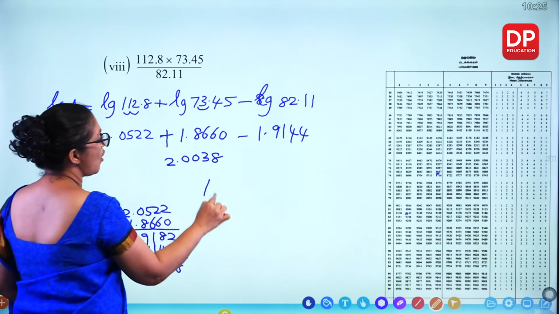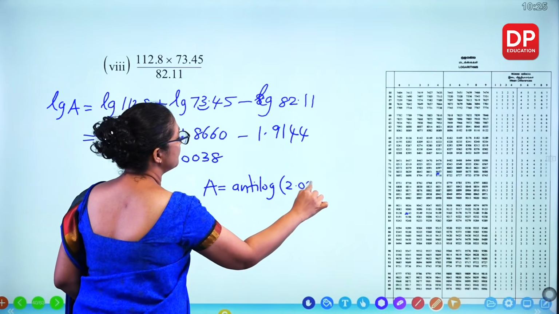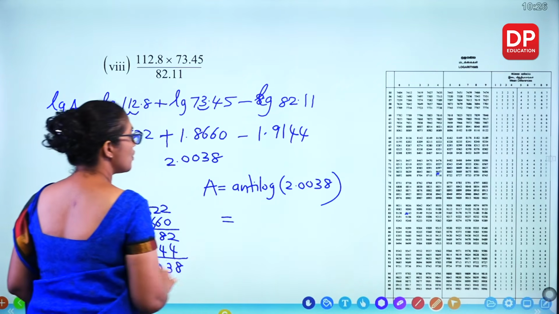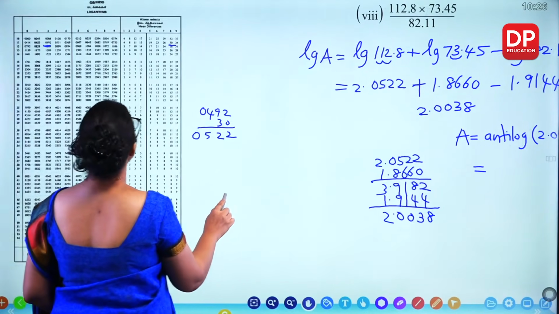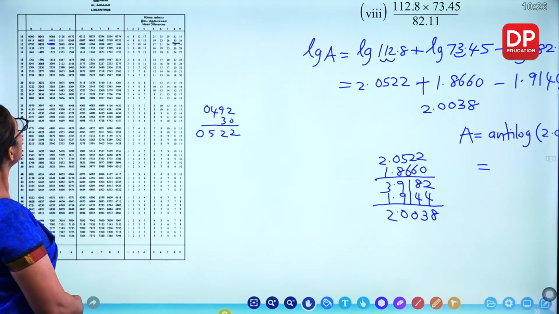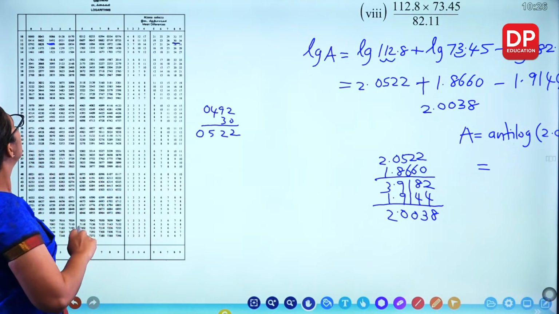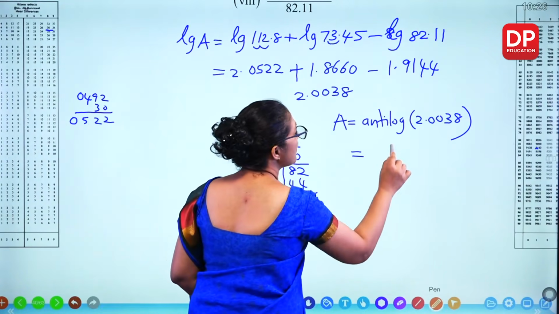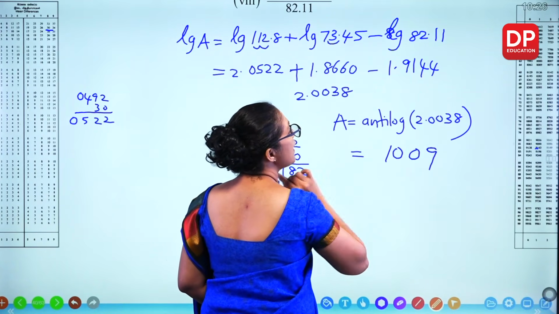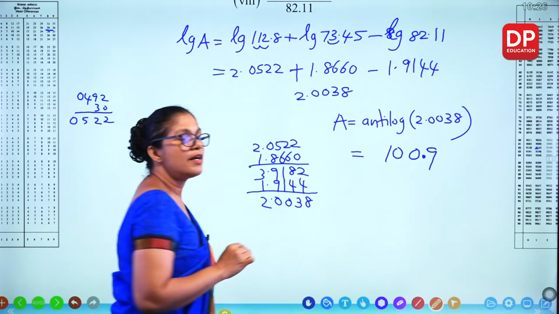When you take the antilog, you get the A value. So 0038 from the first table. 43 is there. 38 you can get from 9. 1009, and the characteristic is to move 2 places to the right. So 100.9.